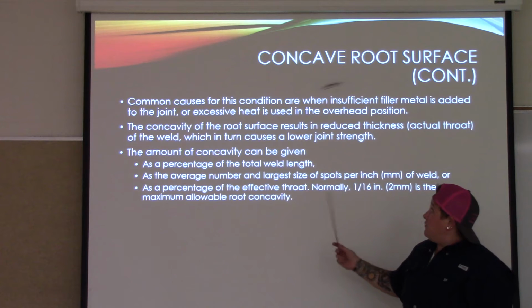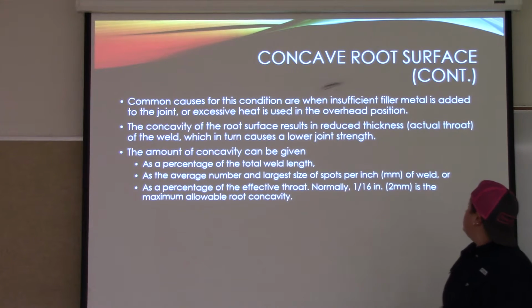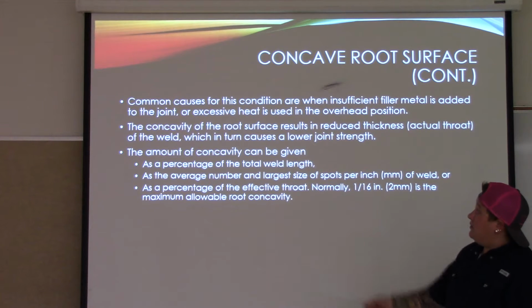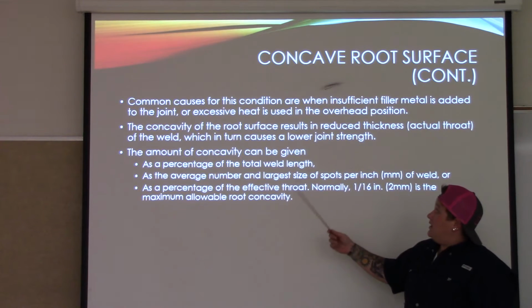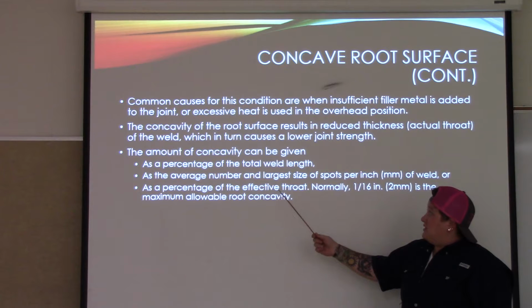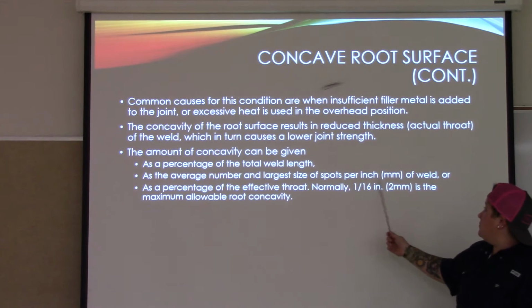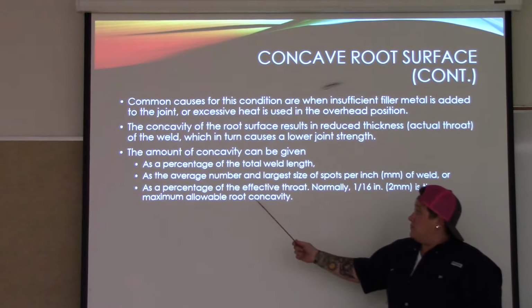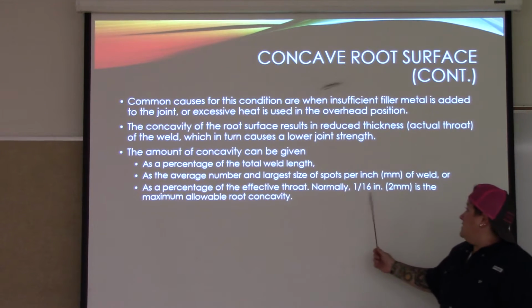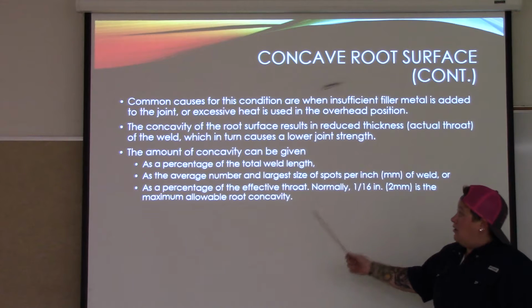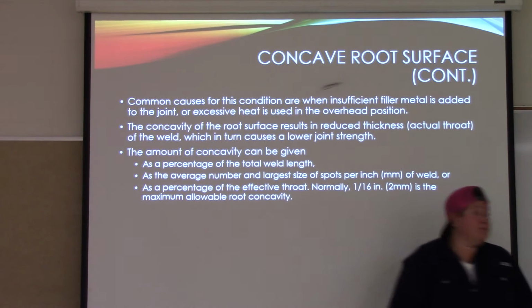The concavity of the root surface results in reduced thickness of the actual throat of the weld, which in turn causes a lower joint strength. The amount of concavity can be given as a percentage of the total weld length, as the average number and largest size of spots per inch of the weld, or as a percentage of the effective throat. Normally a 1/16 is the maximum allowable root concavity.